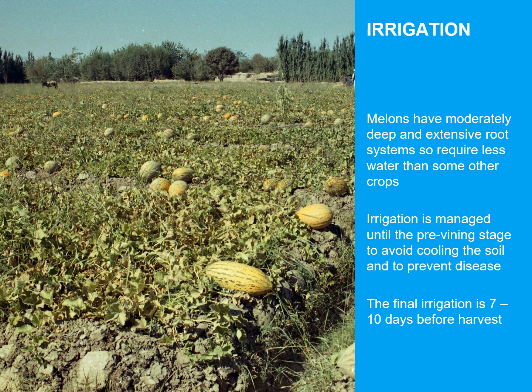In terms of irrigation, melons actually have only a moderate requirement because they have quite deep and extensive root systems, so they require less water than some other crops might. Nevertheless, irrigation is managed until the pre-vining stage to avoid cooling of the soil and to prevent disease build-up within the crop. The final irrigation is usually 7 to 10 days before the harvest.